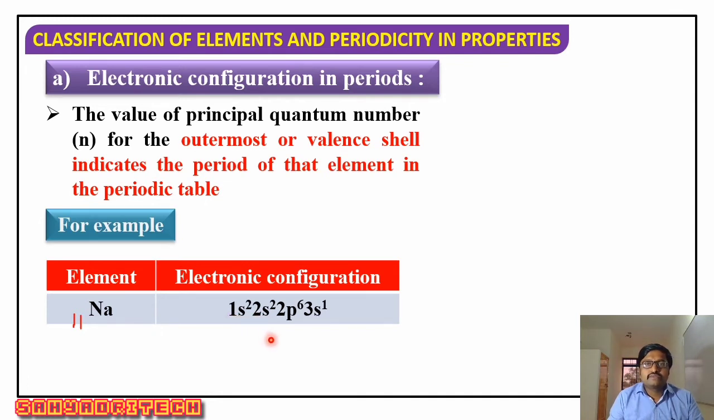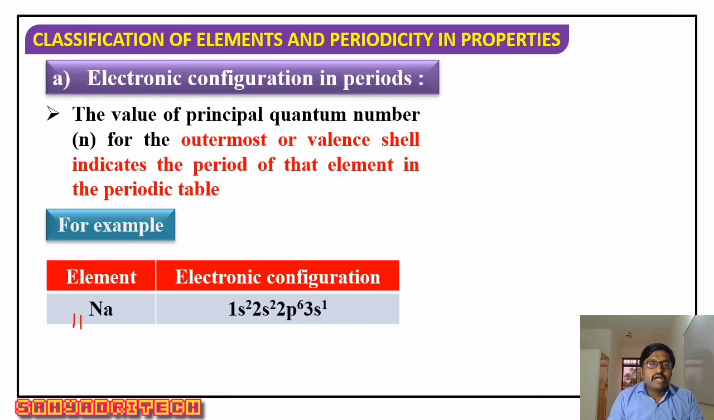1s2 2s2 2p6 3s1, right, it is the electronic configuration. Say atomic number 11, there will be 11 electrons, so I have to write the electronic configuration. So 1s2 2s2 2p6 3s1, now we have the electronic configuration.